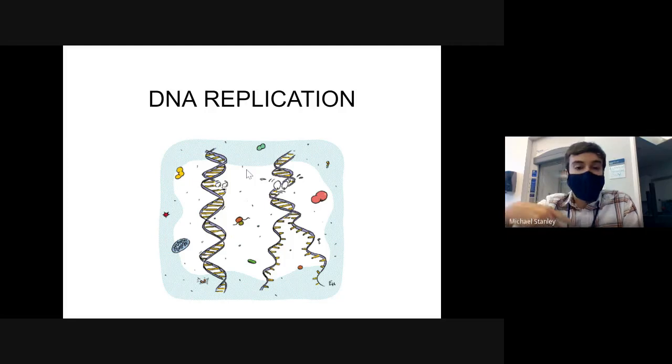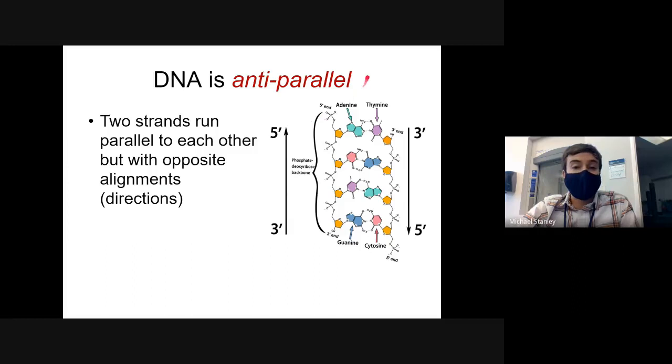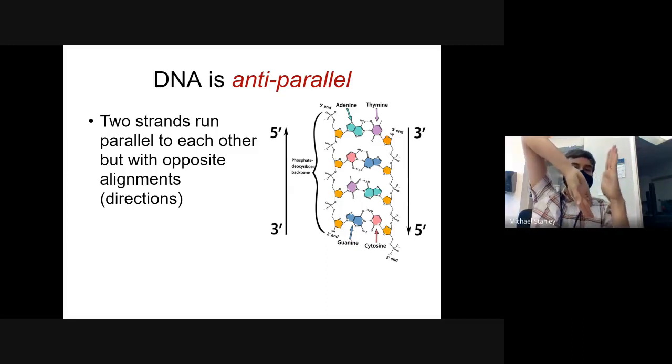So there are a couple things to know about DNA as we get into replication. And one of the biggest things that I very briefly touched on last time, but is going to come up a lot this time, is the fact that DNA is something called anti-parallel, meaning that the strands line up with each other, but they go in opposite directions.